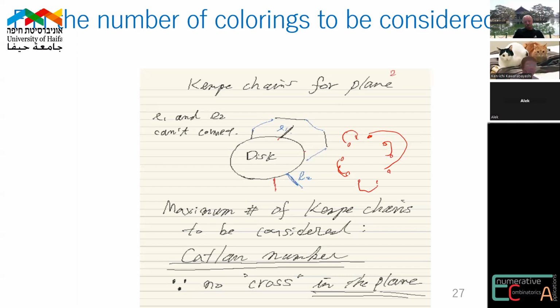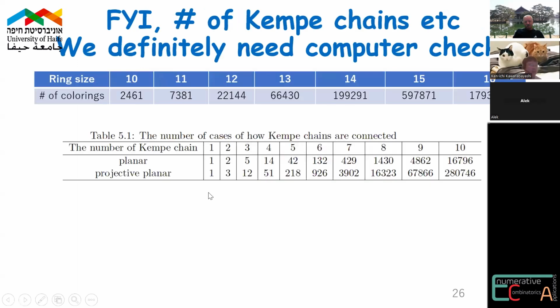So you really have to consider all the matchings which don't give a cross, because it's a plane. And that's exactly the Catalan number to consider. So look at this. This is the number of Kempe chains you have to consider. If you have 10 edges, you have to consider this many. And the projective plane is even more. I'm going to tell you why.